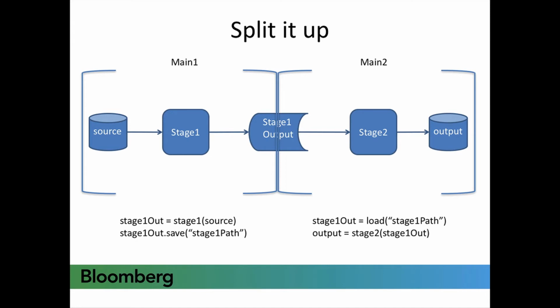So where before we had just one single process, now we have stage 1 and stage 2. Stage 1 has its own main. We read from some source, and then we run some various processes over it, and then we save some output. And stage 2 is a separate main where we load the stage 1 path from the previously saved output from stage 1. We run some process on it, and then we save some output or compute some output.